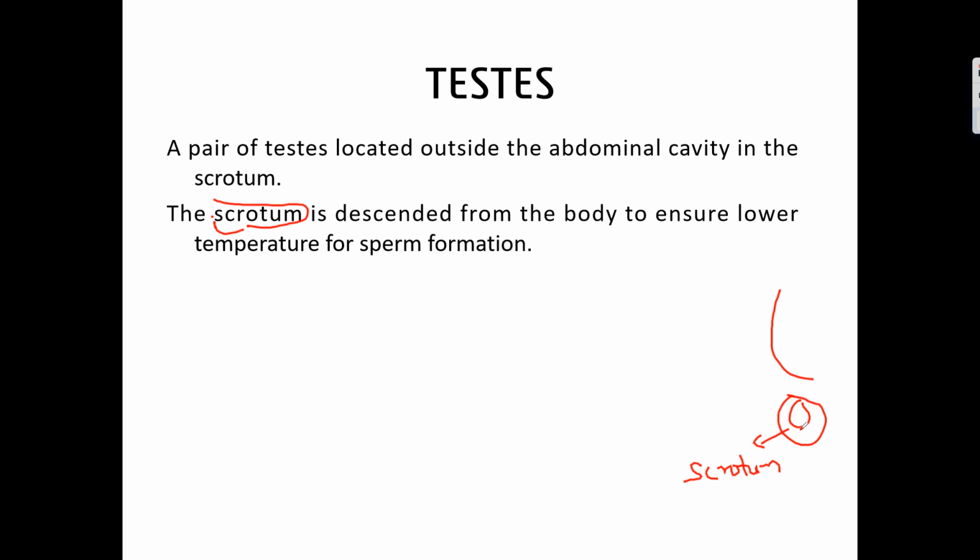Why is it present downwards? To reduce the temperature. You know that this is the region of the stomach, which means the temperature will be very high here. For the production of sperms, the temperature should be low. The difference in temperature is usually 2 degrees centigrade. To maintain this lower temperature, the scrotum is descended, meaning it comes down from the body, to maintain low temperature for sperm formation.